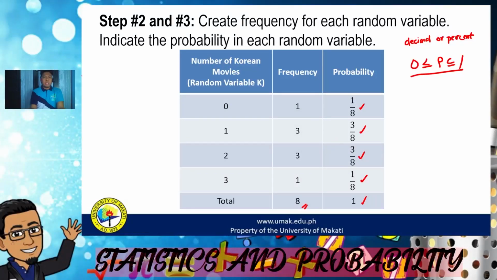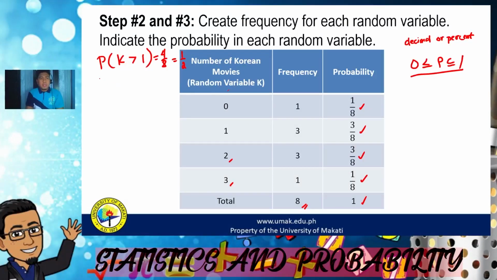So how about if we are looking for the probability that K is greater than 1? If we're looking for the probability of greater than 1, you have to check your random variables. What are the numbers that are greater than 1? We have 2 and 3. The corresponding probabilities of 2 and 3 are 3 eighths and 1 eighth. Therefore, we add 3 eighths plus 1 eighth, which is equivalent to 4 eighths. But you have to simplify your answer. Since this is a fraction, you have to make it simplified. Your answer should be 1/2.